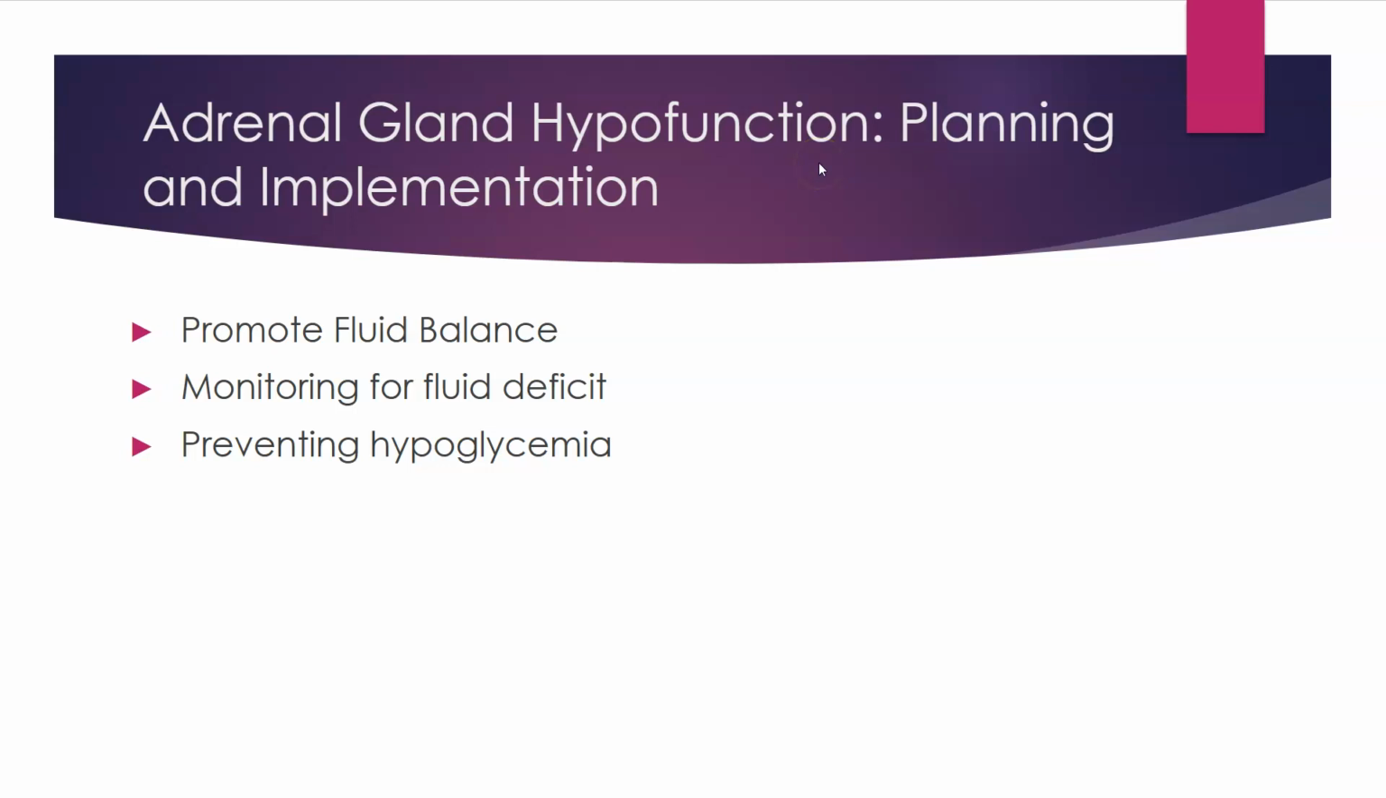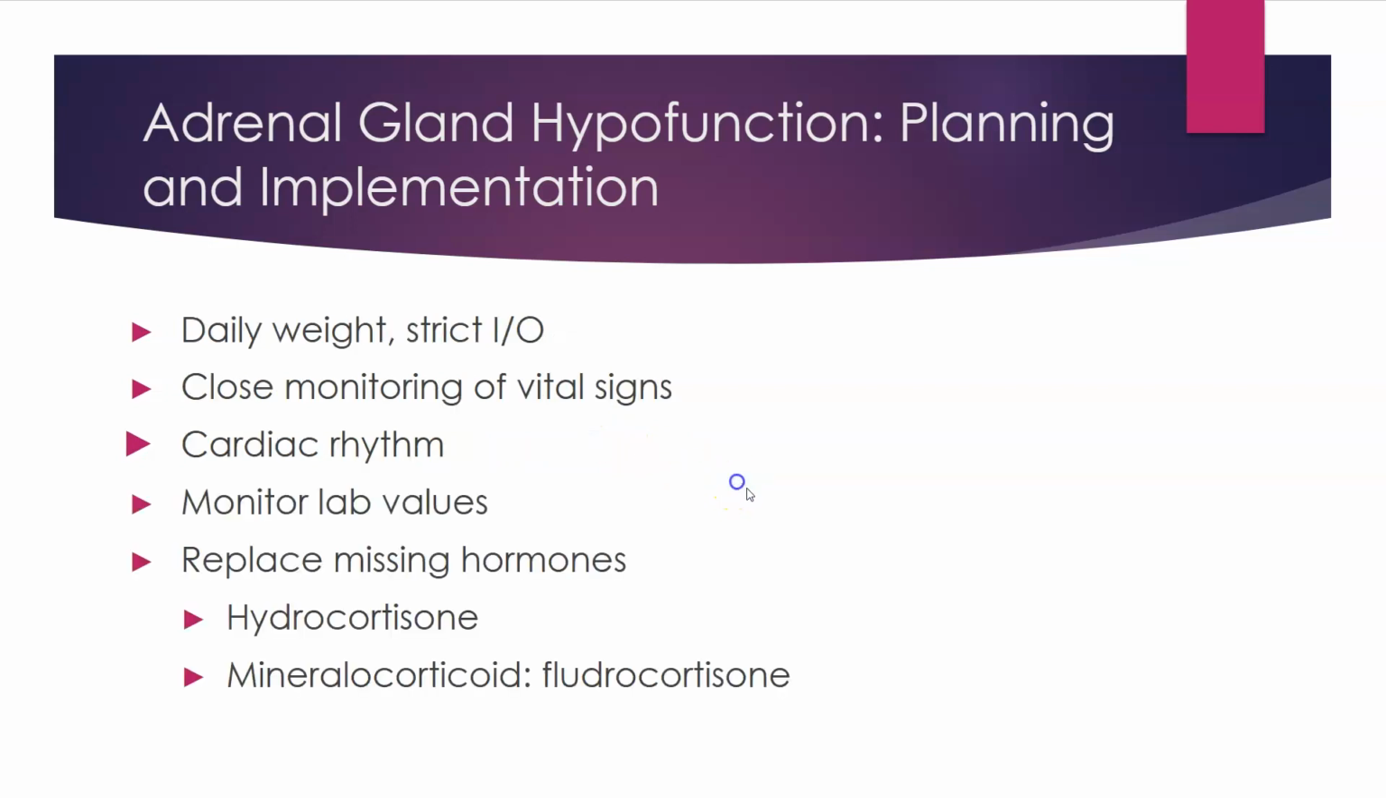Planning and implementation: promote fluid balance, monitor fluid deficit, and prevent hypoglycemia. So what do we do? Weights, I's and O's, pretty standard stuff. Monitor vital signs and weights. Look at the cardiac rhythm to see if those electrolyte shifts have changed that at all. Monitor those lab values. Replace any missing hormones and replace any of the electrolytes that they might need. Replace some of the steroids, so the hydrocortisone or the mineral corticosteroid.